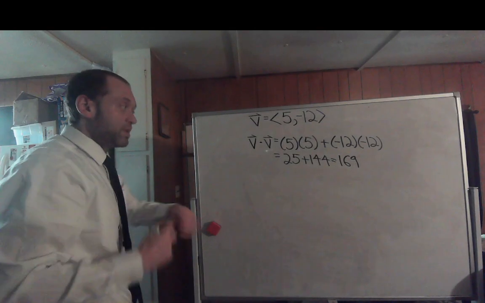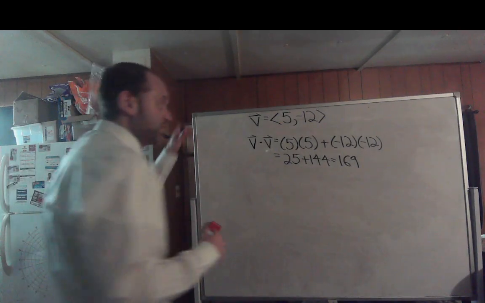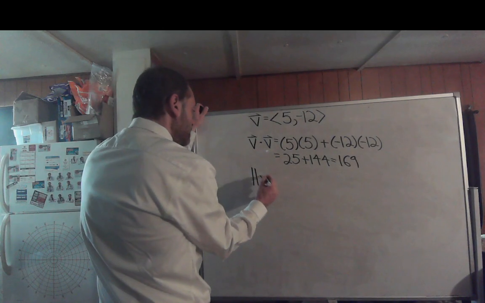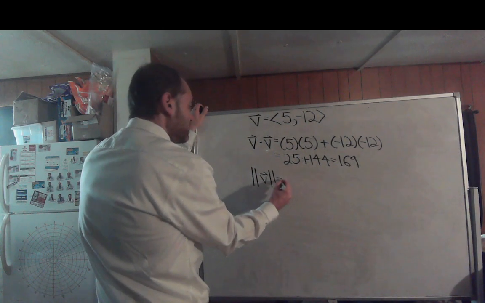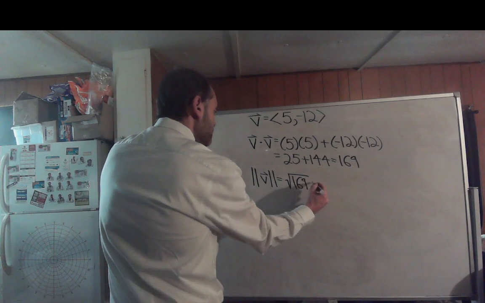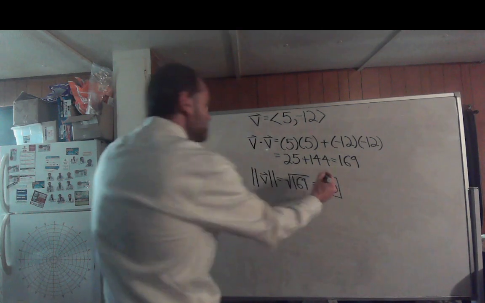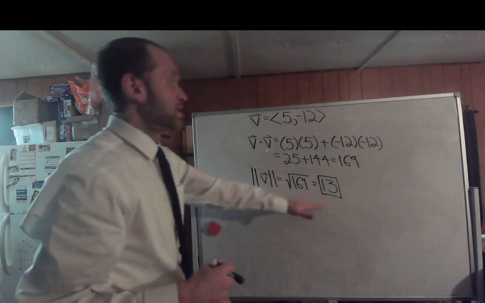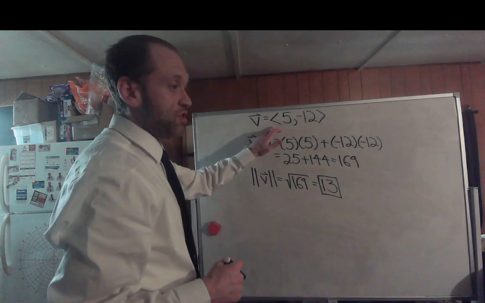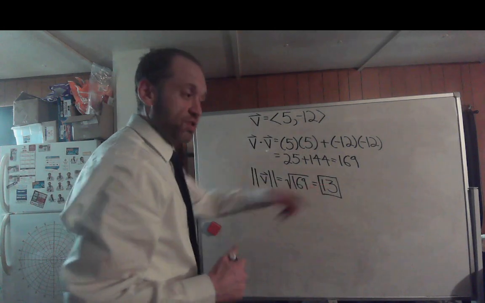Well, that's great. We got a big piece of it, the dot product of v on v, but to find the magnitude of v, you have to take the square root of that dot product. So the magnitude of v would equal the square root of 169, which is going to equal 13. So the magnitude of vector v is 13. And if we use the original formula to find the magnitude, which we learned a couple lessons ago, you would get the exact same result of 13.